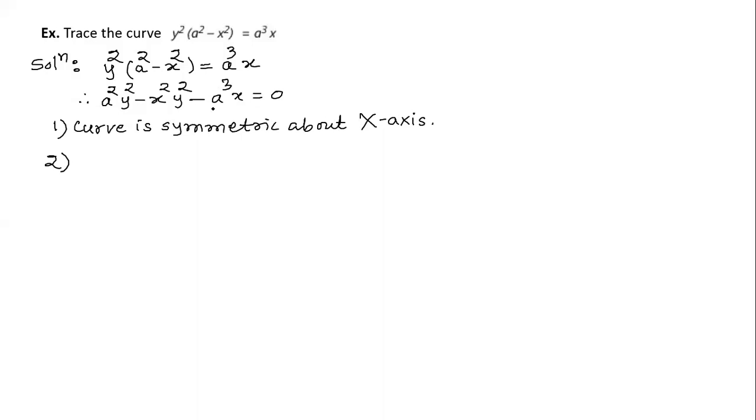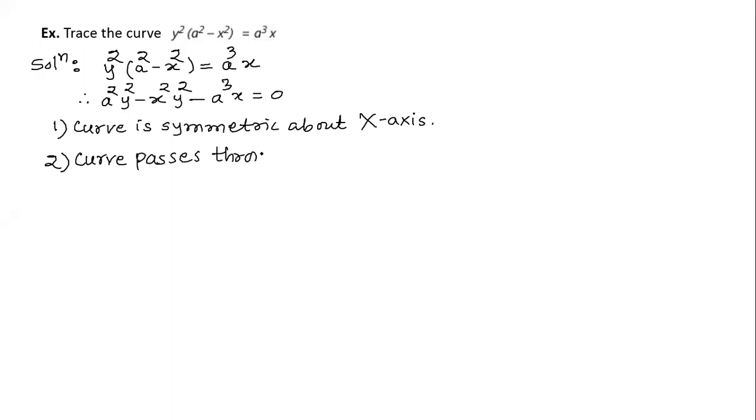Then the third property, interchange x and y. After interchanging, the first term will be a square x square, and there is no a square x square here. So the third property is not satisfied. We have already seen that only if the first two properties are satisfied will the fourth be satisfied. Here the second property is not satisfied, so the fourth will not be satisfied. Then the fifth property: if there is no constant term, the curve passes through the origin. So the curve passes through the origin. There is no constant term.